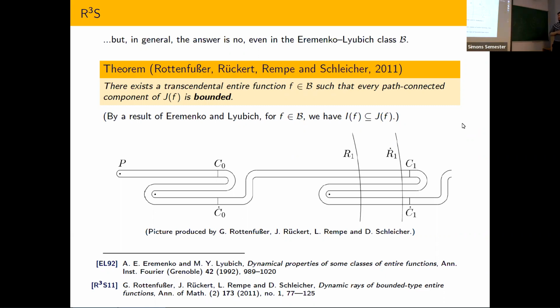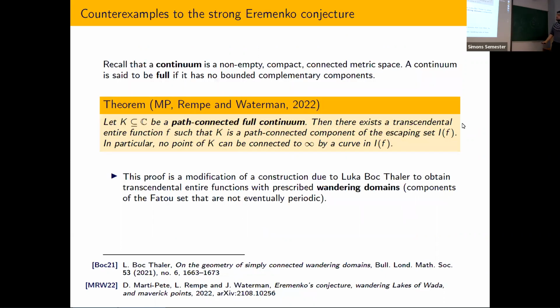And Andrew is looking at actually more than knowing that they are bounded, what type of topology this set has, right? Okay. So this is this counterexample to the strong Eremenko conjecture. So part of the things that we did in this joint work with Lasse and James is to construct new counterexamples to the strong Eremenko conjecture.